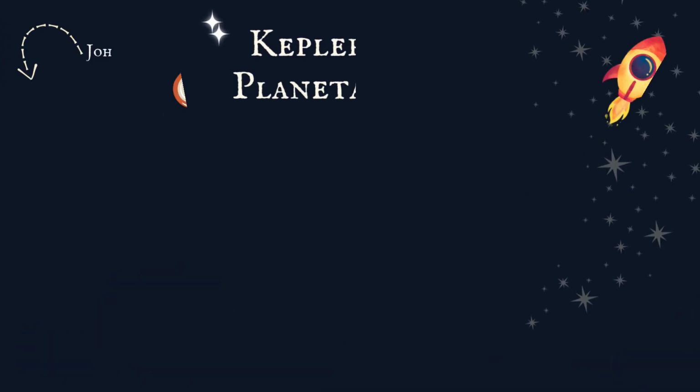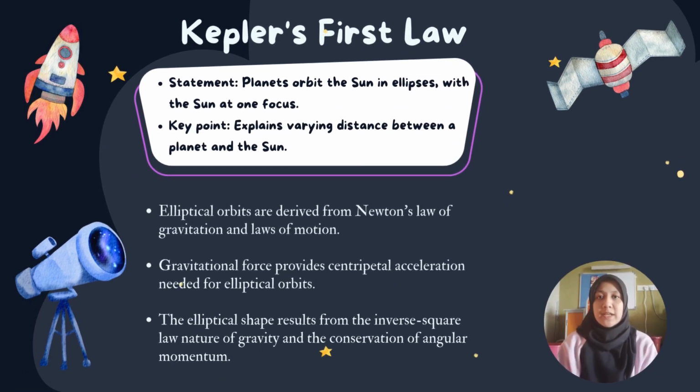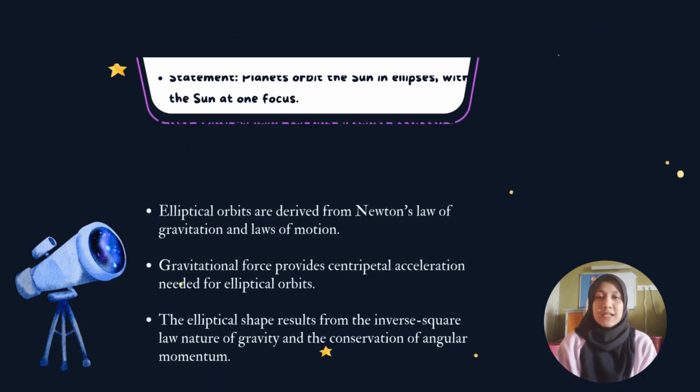Johannes Kepler, through meticulous study and data from Tycho Brahe, formulated three laws that describe planetary motion. These laws revolutionized our understanding of the solar system. Kepler's first law states that planets orbit the sun in an ellipse, with the sun at one focus. This elliptical nature means the distance between a planet and the sun varies, explaining the concept of perihelion and aphelion.